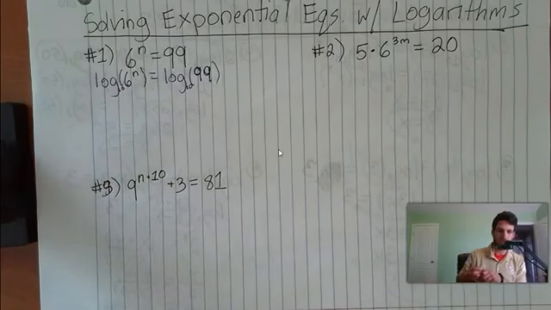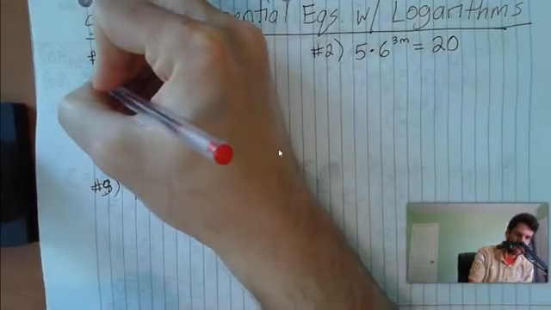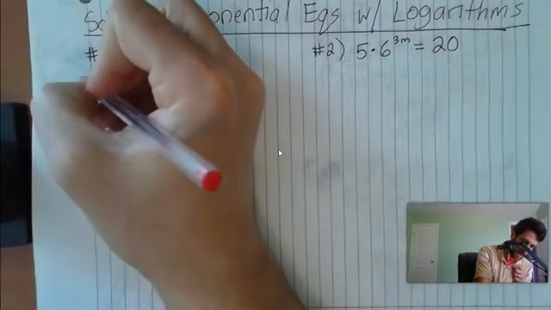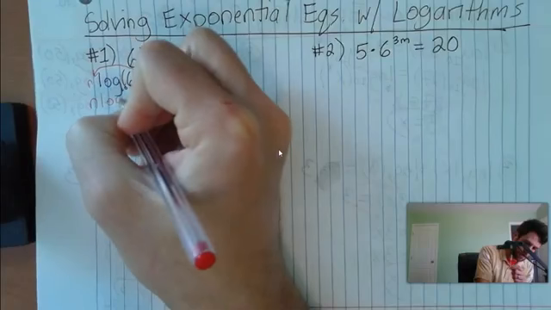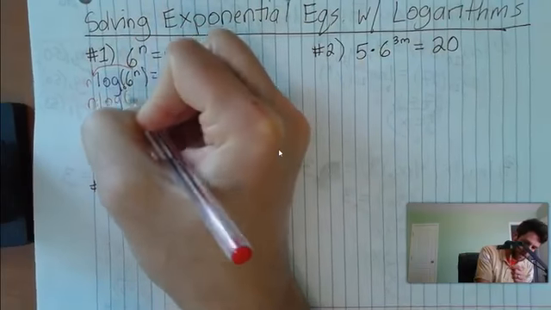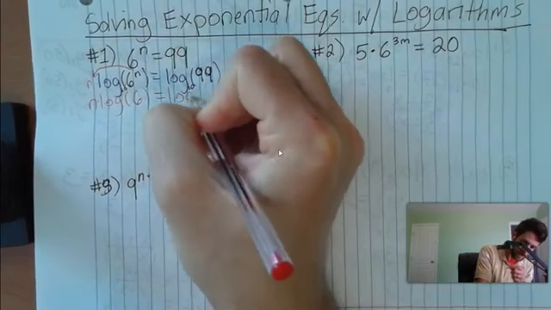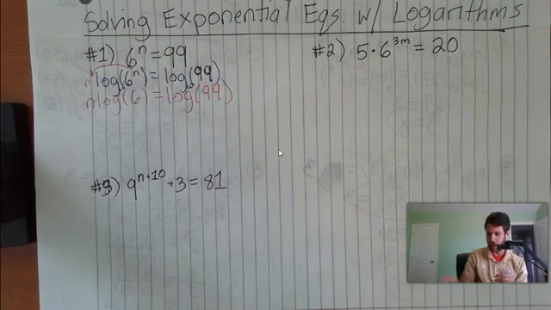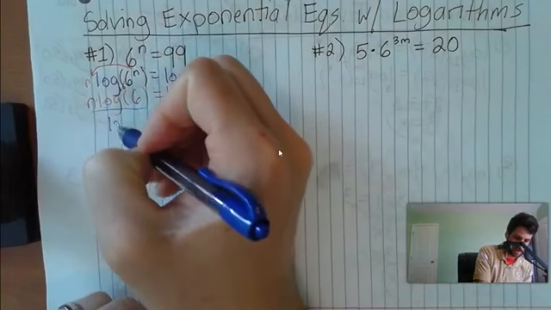The next thing we will do would be to move the n to the front using the power property of logarithms. So we would have an n in the front there. So now our equation that we're working with is n times the log of 6 is equal to the log of 99. And the last step that we need to do would be to divide by log of 6 on each side.